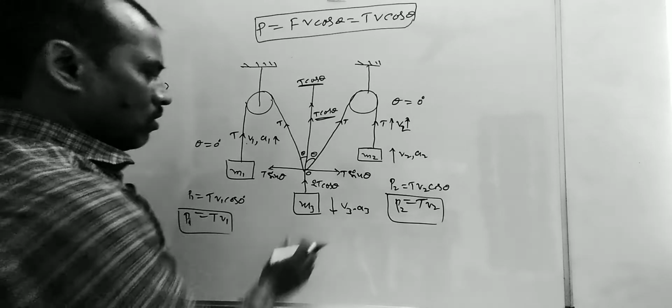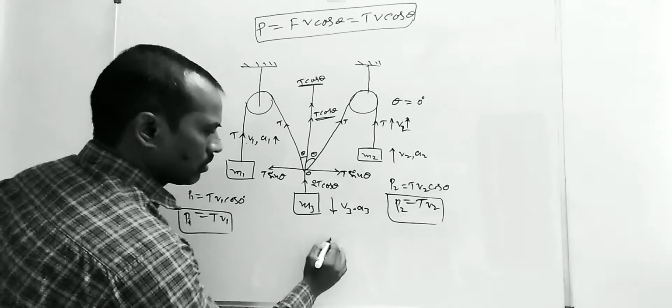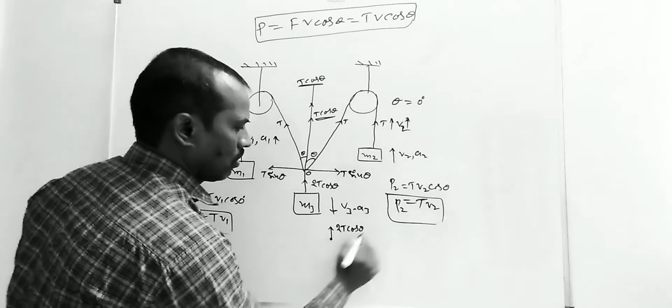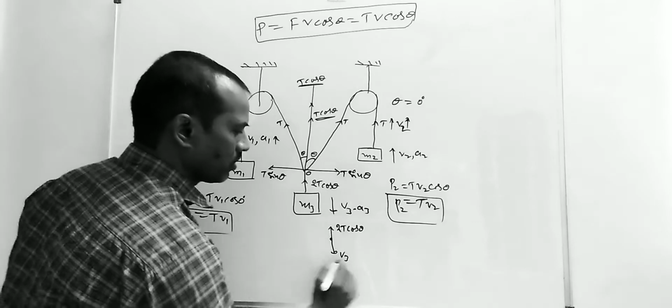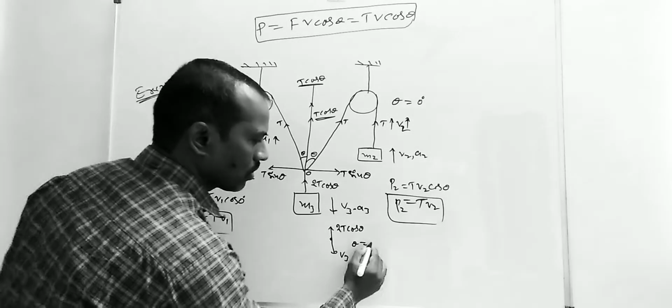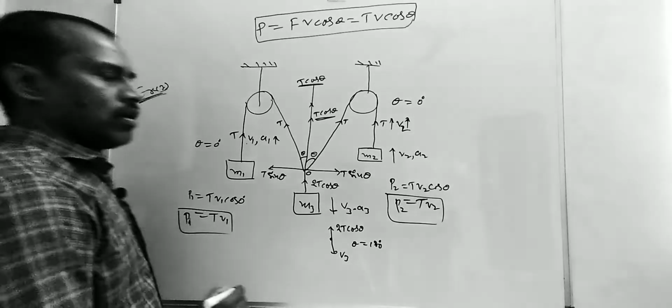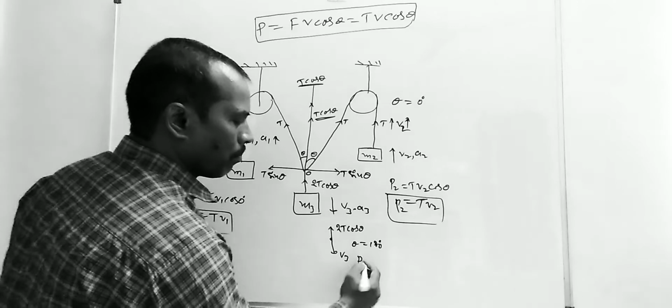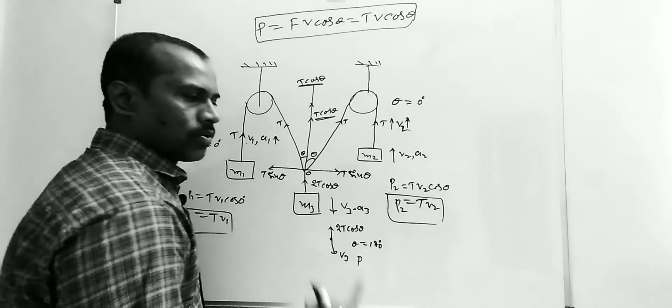In this case the upward force is 2T cos theta and the downward velocity is v3. Both are in opposite directions, so theta is equal to 180 degrees. So P3 is equal to 2T cos theta times v3 times cos 180, and cos 180 is equal to minus 1.